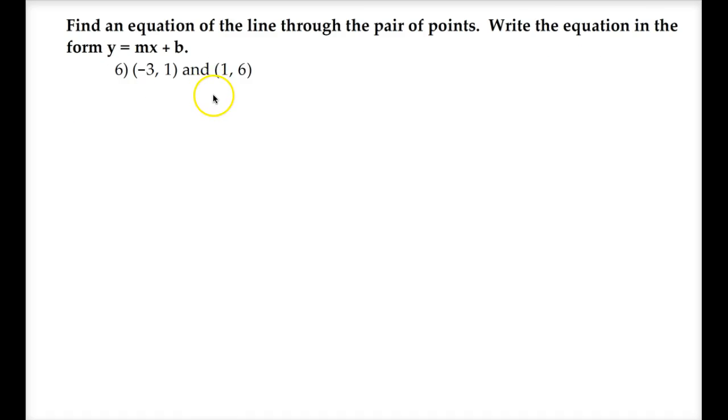Okay, so problem number 6 asks us to find the equation of the line that passes through the point negative 3, 1 and the point 1, 6. And we're asked to write this in the form of y equals mx plus b, which is the slope-intercept form. So one thing I want to make sure that you know now, if you're actually looking at the short answer sheet before you see all these problems worked out, what you're going to see is the answer given in standard form or general form.